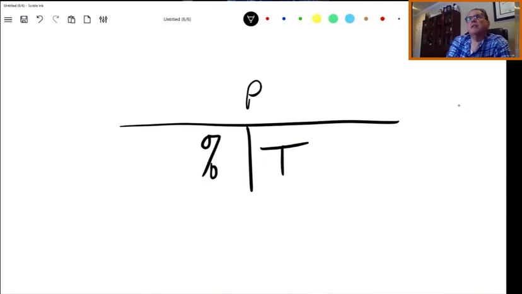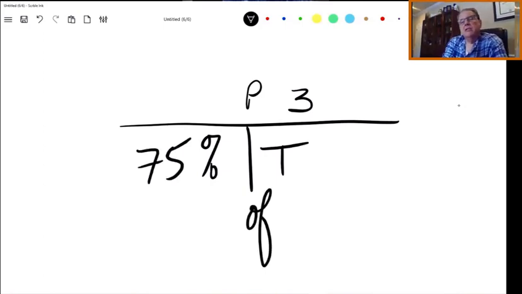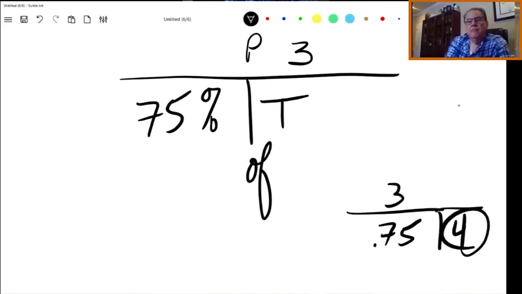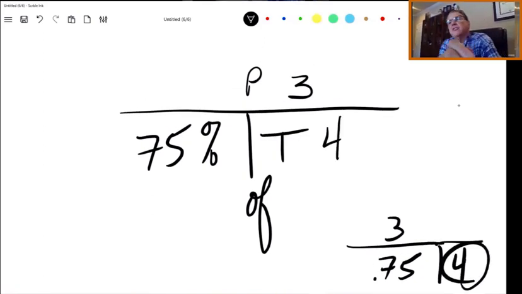Let's turn it around on its head. Dr. Sam sold 3 of his rental houses. The part he sold was 3. That represented 75% of the total that he started with. Again, 3, you're going up and down, you're dividing. Divided by 0.75 gives us 4. The total that Dr. Sam started with, 4.